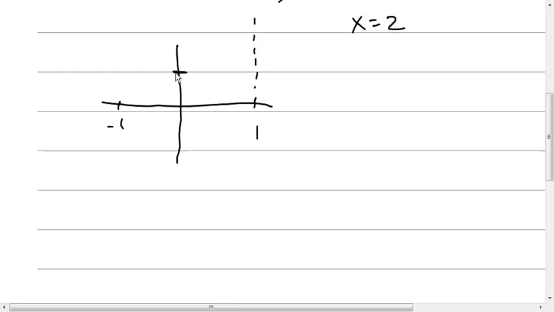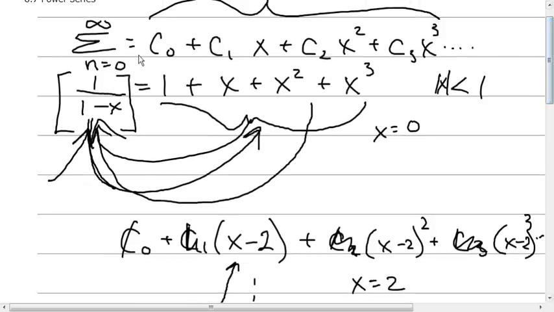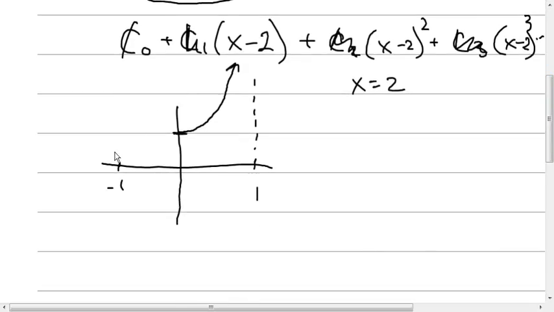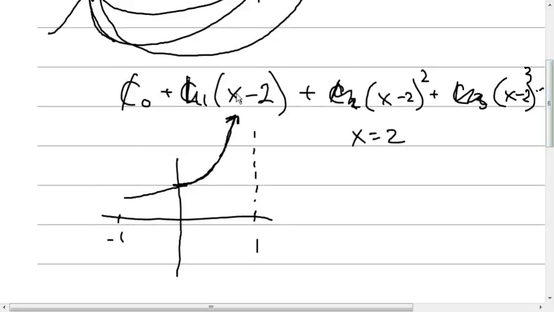So, you know, we got something kind of going up like that. And at minus 1, we would get 1 over 1 minus a minus 1, which is 1/2. So we get something that kind of looks like that. Okay, so what happens then when we take this x minus 2?